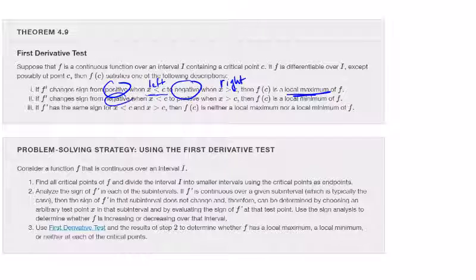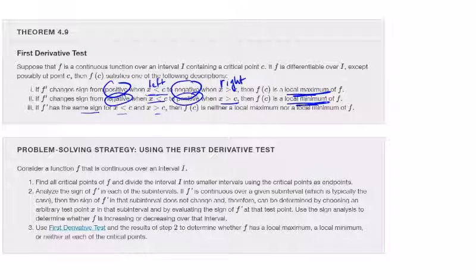If it's negative on the left here and positive on the right, then you have a local minimum. And if it's the same sign on both sides, on the left and the right, then it's neither a local minimum nor a local maximum. Okay, so that's what the first derivative test tells us, theorem 4.9 in the book.